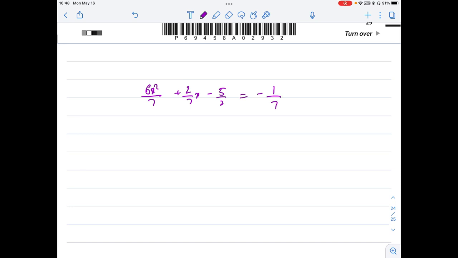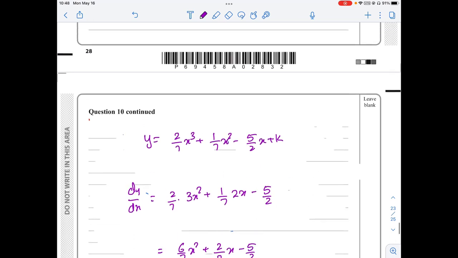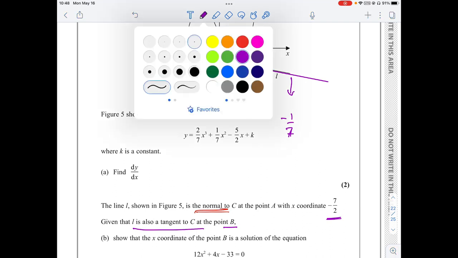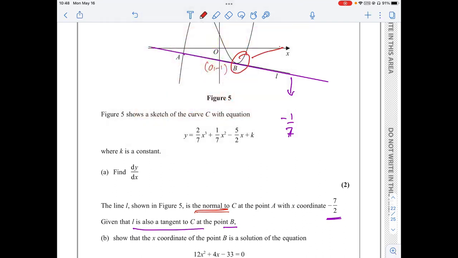So here you have to be very careful. Check carefully the slope of the normal. Let me clear it off and explain to you in a careful way. This line was a normal equation. So the normal slope is minus 1 upon 7. Throughout this line, the slope is going to be minus 1 upon 7. But the speciality of this line is what? It becomes a tangent at B. So the tangent's gradient was 6x square upon 7 plus 2 upon 7x minus 5 upon 2. So both should be equal.